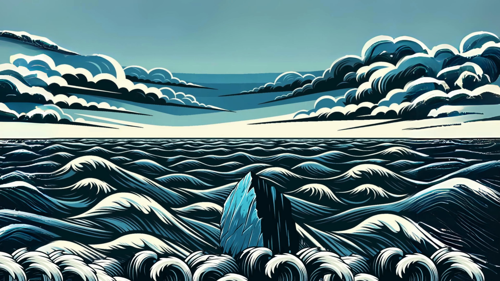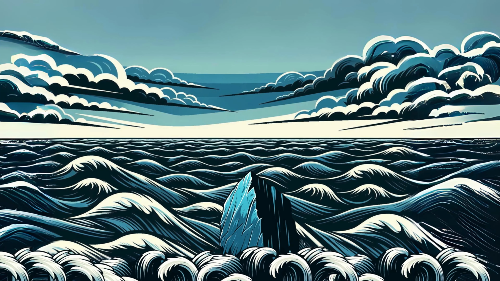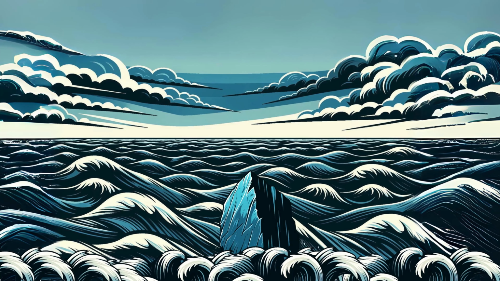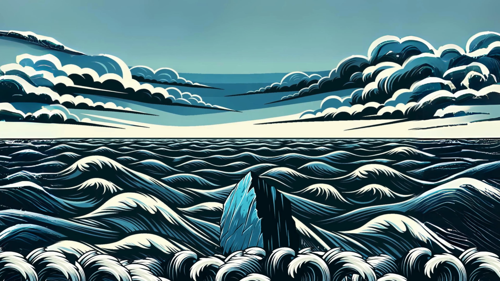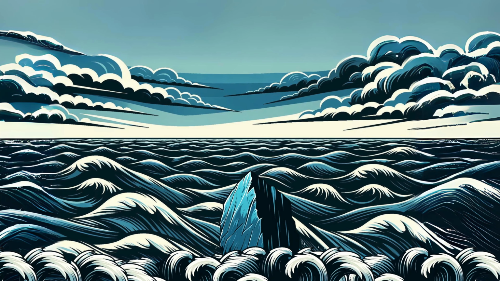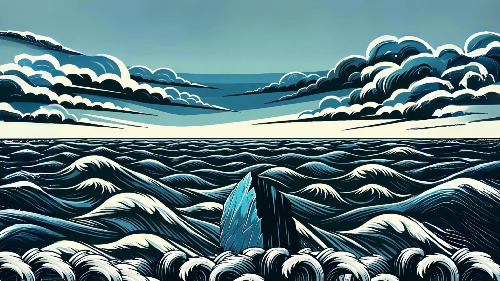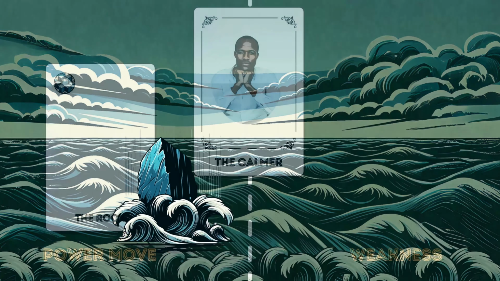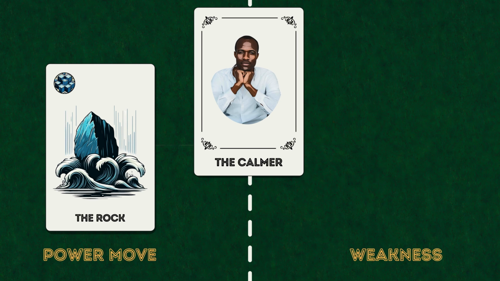And their power move is the rock. Yeah, the calmer's power move is to do nothing. Sounds easy, but it's harder than you think. A calmer has such a high level of stability that nothing can disturb their peace. They kind of win social dominance games by not really taking part.